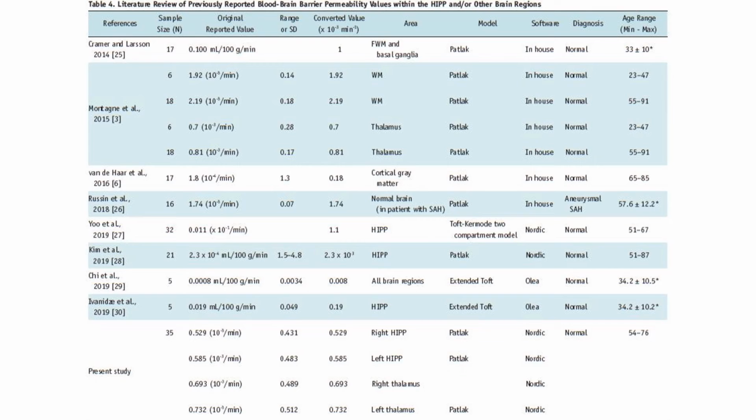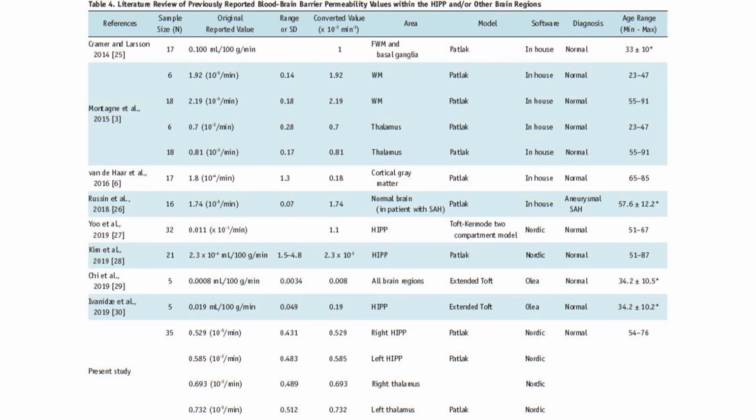This table shows BBB permeability values from the previous studies in comparison to this study. Overall, the K-trans values of various brain regions in our study were similar to or slightly below the values previously reported by Kramer and Larson, Montagna et al., and Yu et al. But others showed a great difference in permeability values.